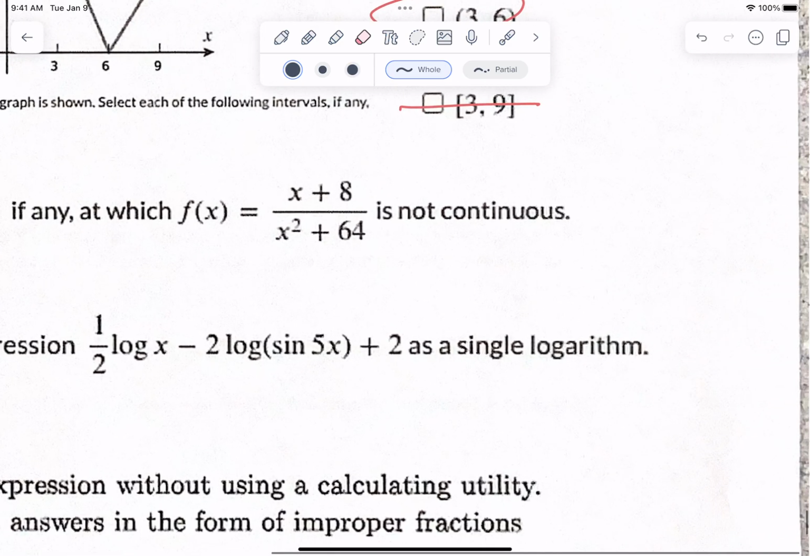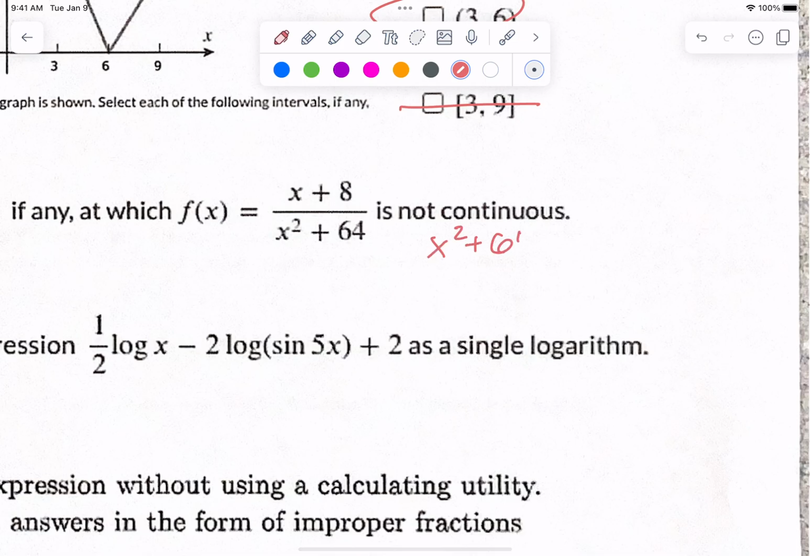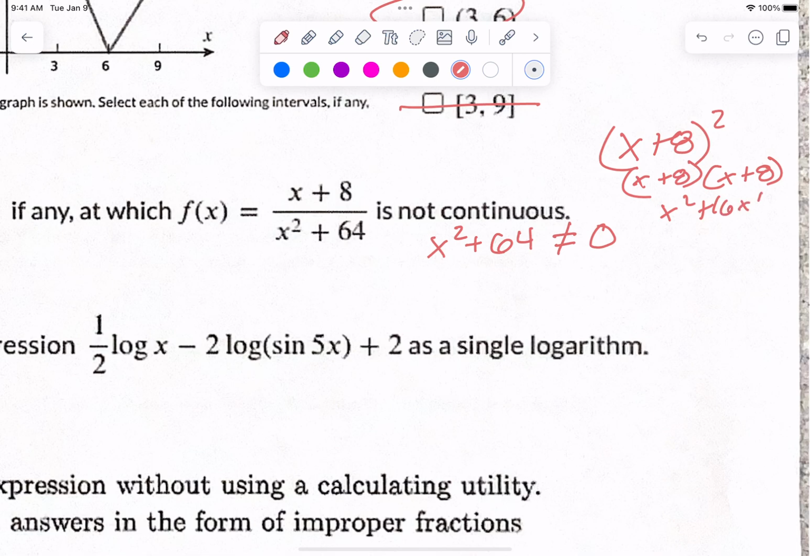All right, so here's the deal. If you want to think about it this way, x squared plus 64. Can you just do x plus 8 squared? Nope, that doesn't work, because x plus 8 squared is x plus 8 times x plus 8, which is x squared plus 16x plus 64. That makes sense? So not the same thing, okay?